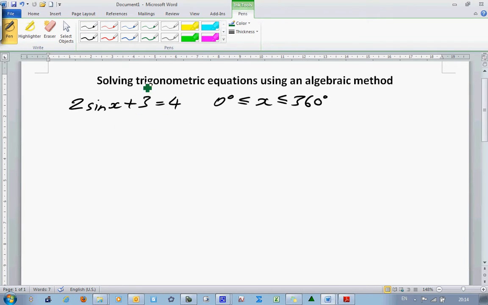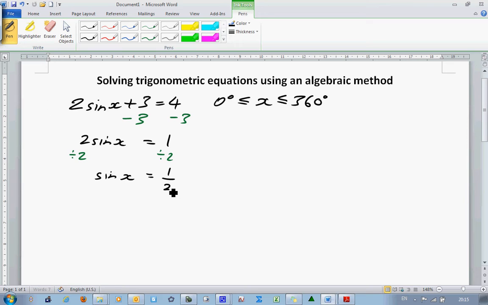Just think of it as solving any old equation, but this time it's sine x that we're trying to get on its own to start with. So what we're looking to do is isolate sine x. Well, the easiest way to do that would be to subtract 3 from this side and subtract 3 from this side, which would give you 2 sine x equals 1. Keeping that balance idea going, I've got 2 lots of sine x, but I want 1 lot of sine x. So if I divide by 2 on both sides, then sine x gives me 1 divided by 2.